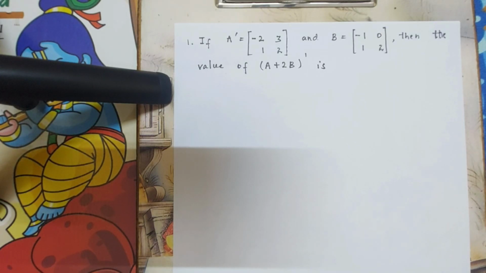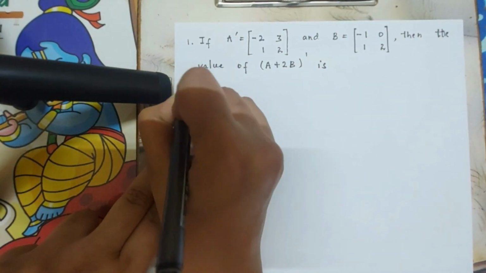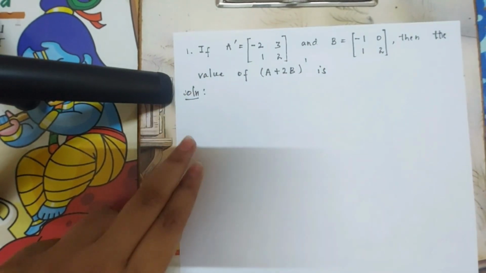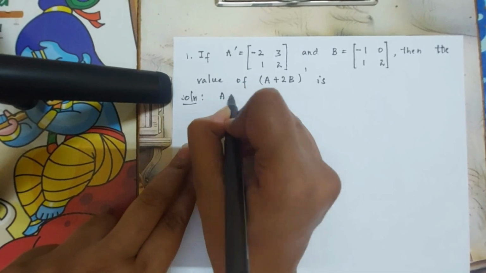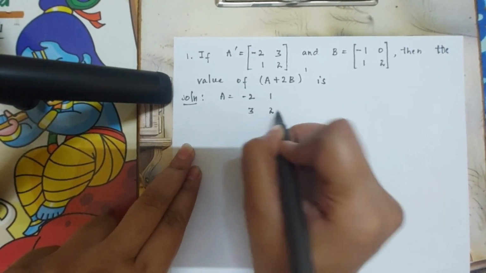See, basically we know that A dash represents the transpose of matrix A. So the transpose of the matrix is given. Now what do you mean by transpose? A transpose is something that we get by interchanging the rows and columns of a matrix. So A dash is given here. First let us write the value of A using A dash. So A will be [-2, 1; 3, 2].